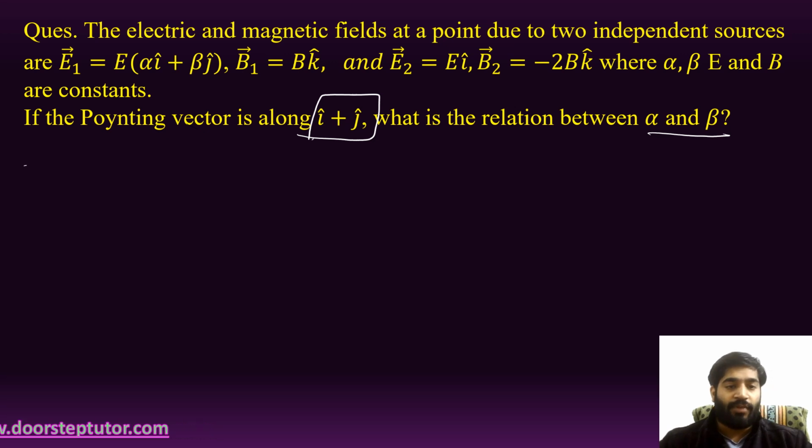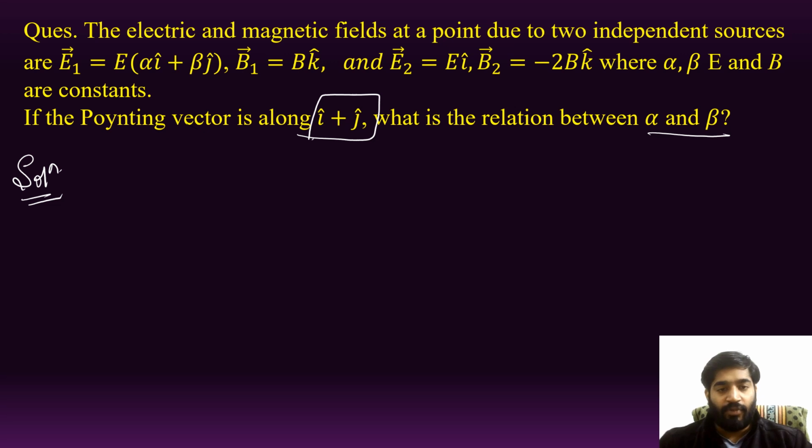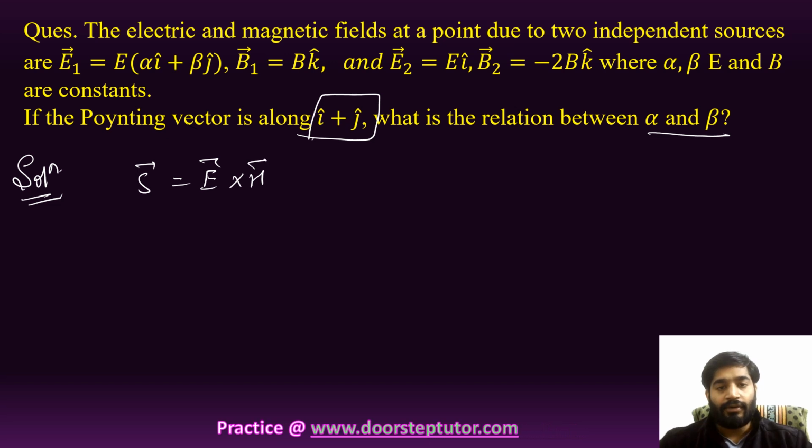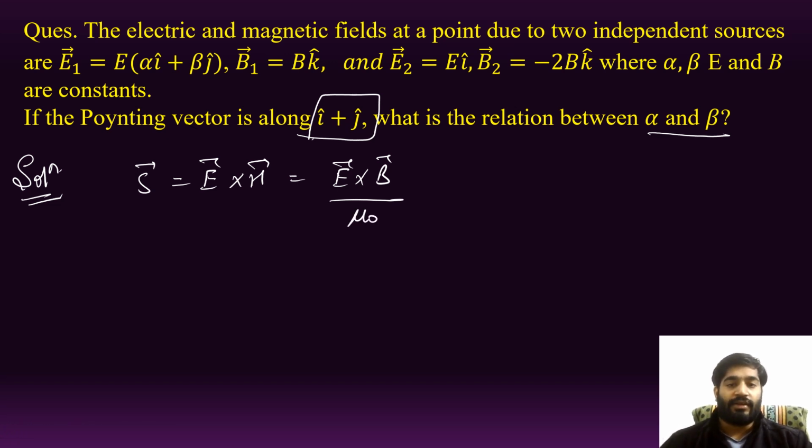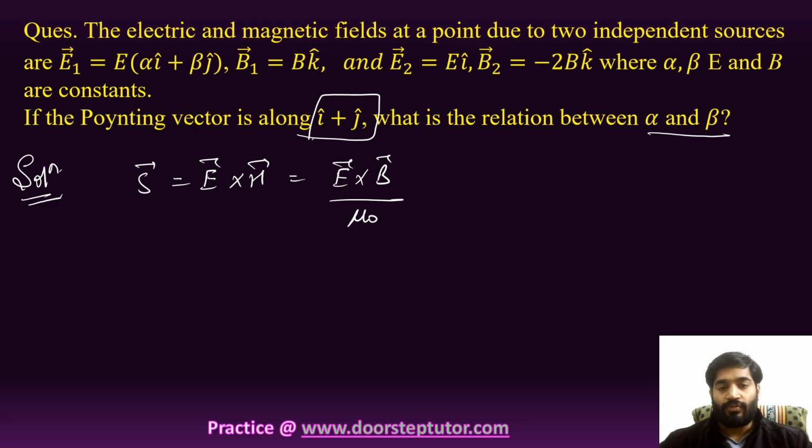Now the question is about the electric field and magnetic field, and the focus is on the pointing vector. The one thing that comes to mind about the pointing vector is that it must be equal to E cross H, or you can say E cross B by mu naught. But the problem here is that instead of a single E and B, there are two E and two B, E1, E2, B1, B2.